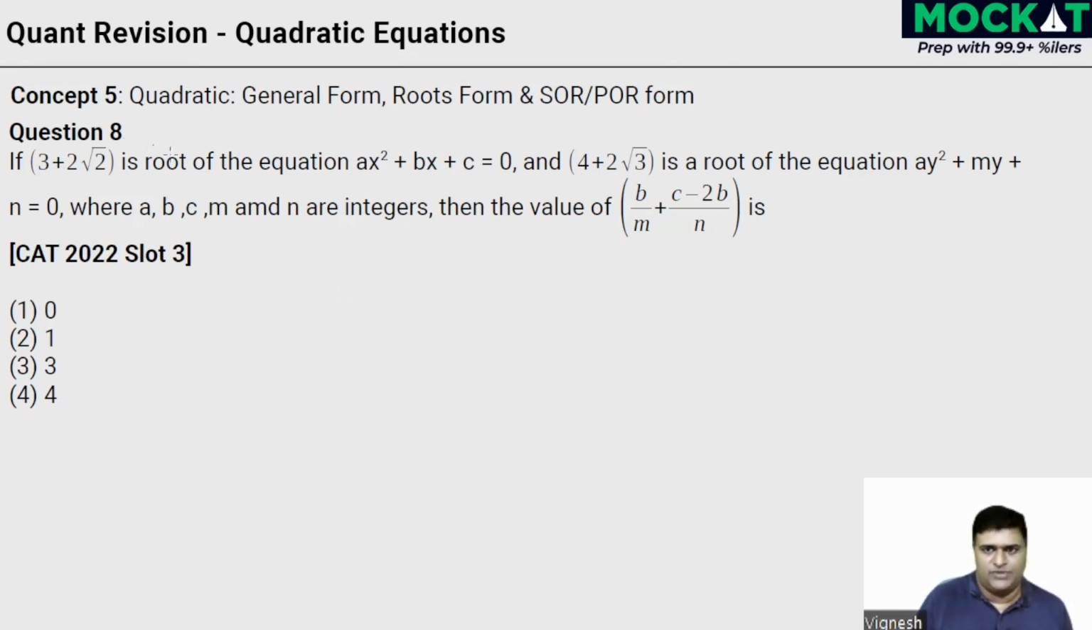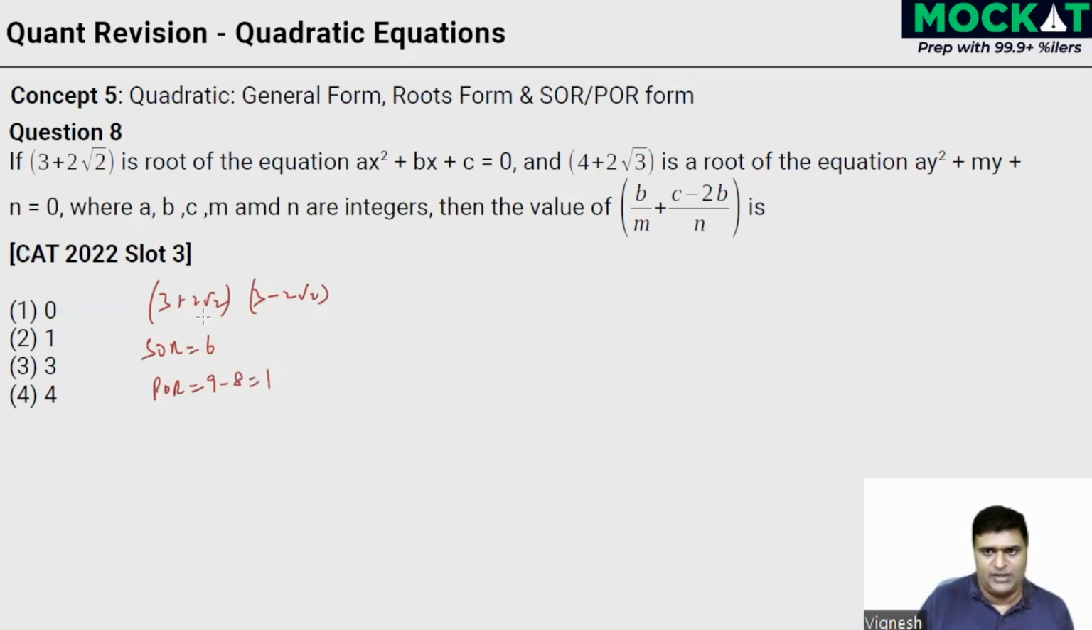The sum of roots for the first one, let's take the first one, 3 plus 2 root 2 and 3 minus 2 root 2. SOR, sum of roots, is 6. POR is going to be the product of these two, 3 square minus 2 root 2 the whole square. 3 square is 9, 2 root 2 the whole square is 8, so that's 1.